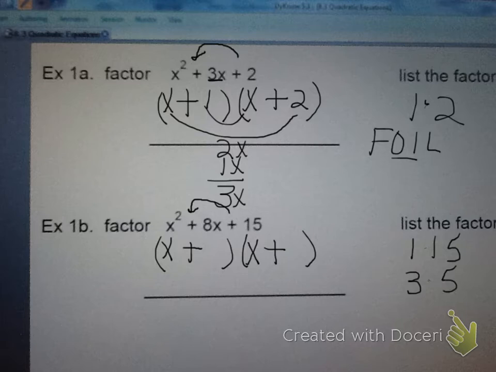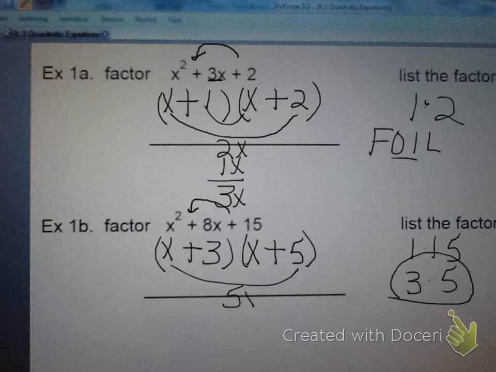Now, because the signs are the same in the binomial, we want to find factors that add up to get the middle term of 8, 3 and 5. So I'm going to put the 3 here and the 5 here. Check, your outside is 5x, your inside is 3x, which is 8x, your middle term.